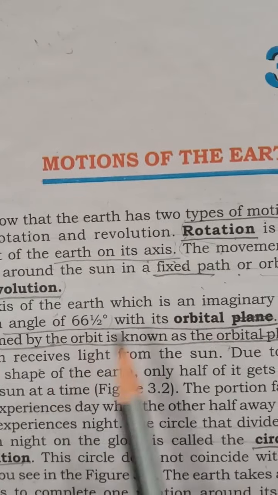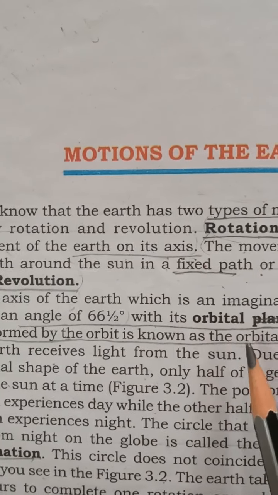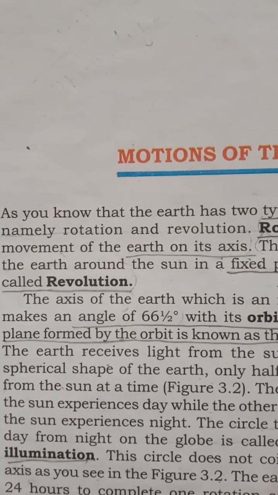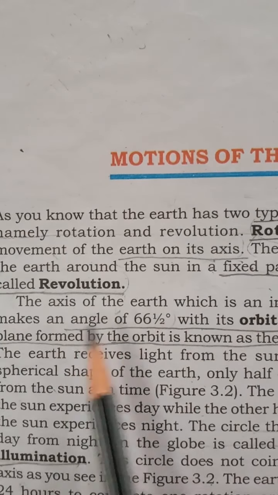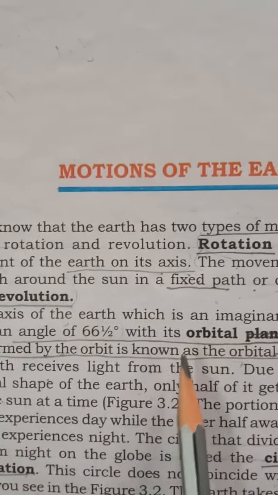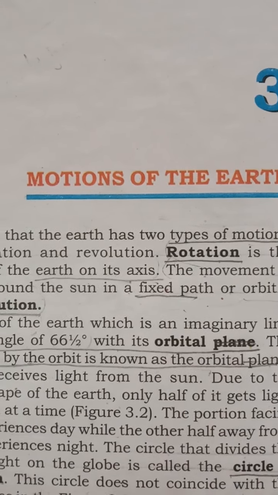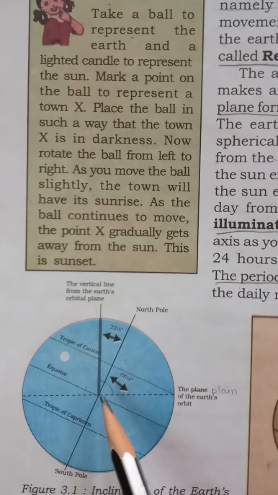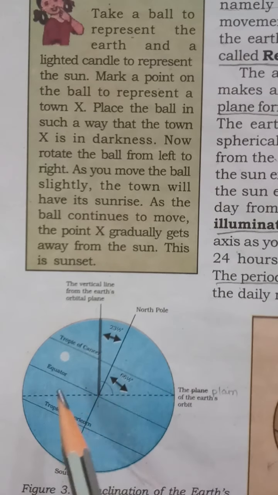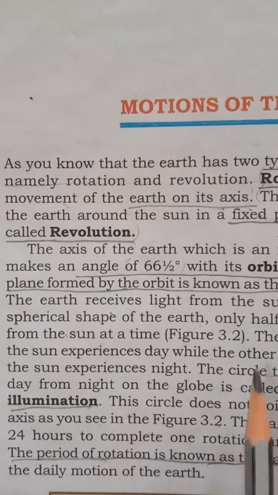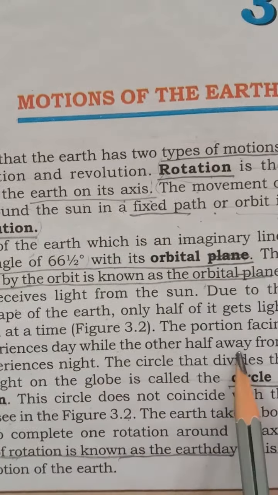So the axis of the earth you have already learned, it is imaginary, it is not real. It is there in the globe for us to understand. It forms a 66.5 degree angle with the orbital plane. Here you see this diagram. It forms the angle of 66.5 degree. It is called the orbital plane. The plane formed by the orbit is known as the orbital plane.